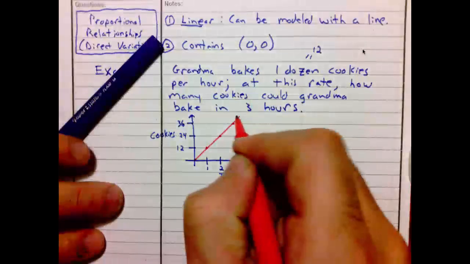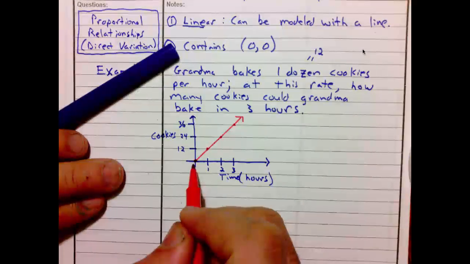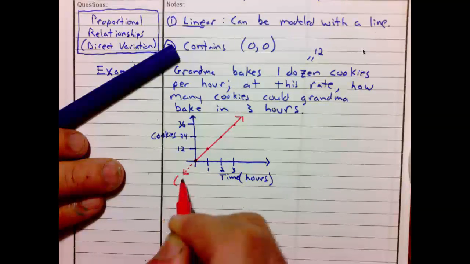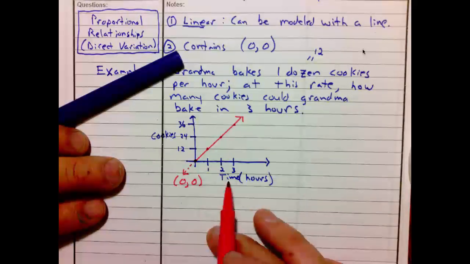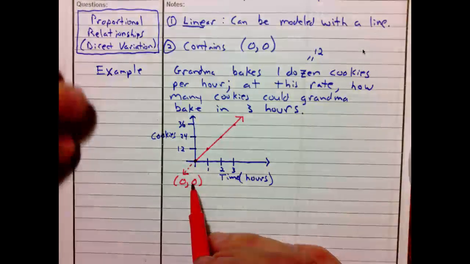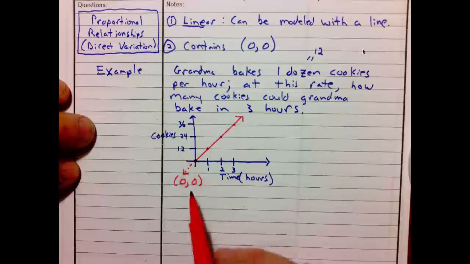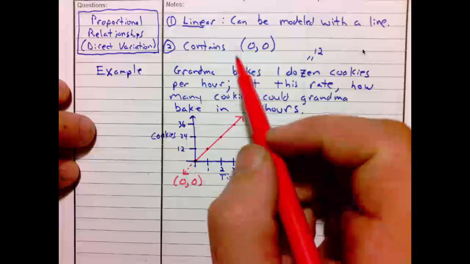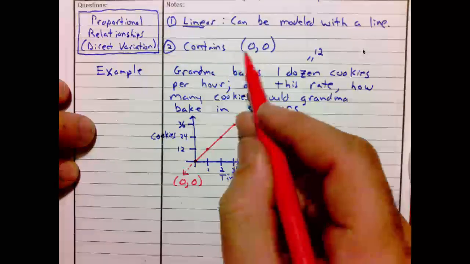Well, as you note, the line crosses the origin down here. The origin, this point, is 0, 0, where this first 0, the x, references time, and the second 0, the y, references cookies. Clearly, in 0 hours, Grandma will have baked 0 cookies. This relationship is proportional. It is linear. You can draw a straight line through it, and it contains the point 0, 0.